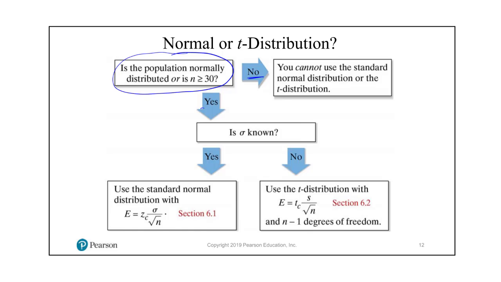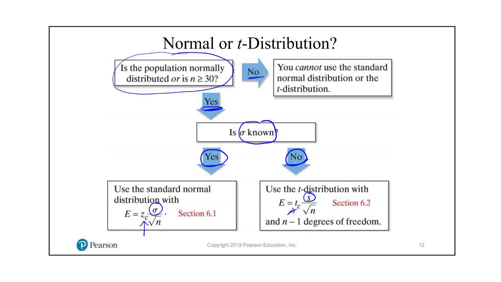Okay, but if one of those two at least is true, then it's a question of whether we know the population standard deviation or not, sigma. If we do know it, we would use the standard normal, so we'd be using critical z-value, and we'd be using sigma. If we don't, then we'd be using the t-distribution. We'd be using a critical t-value, and we'd be using the sample standard deviation.